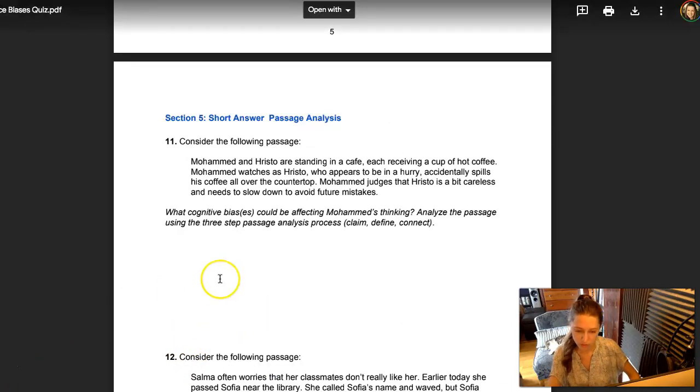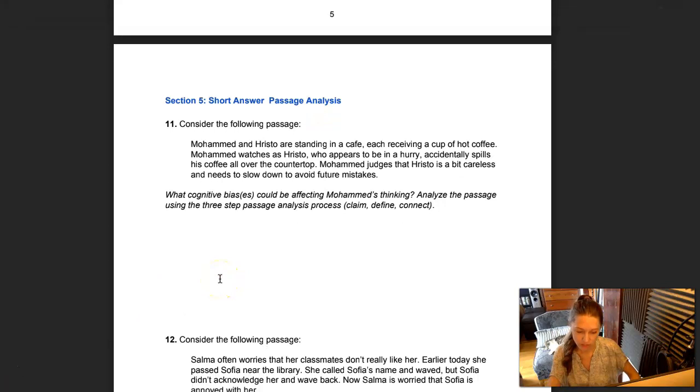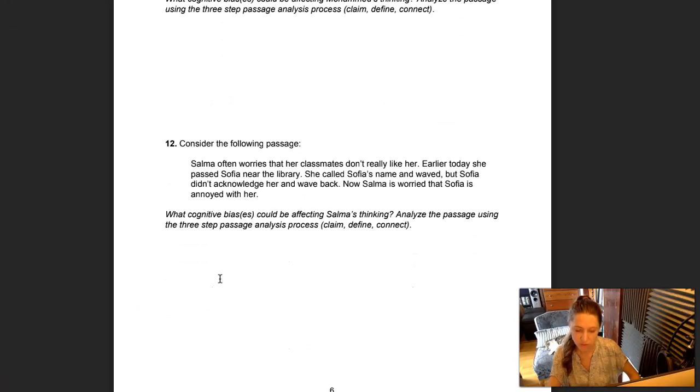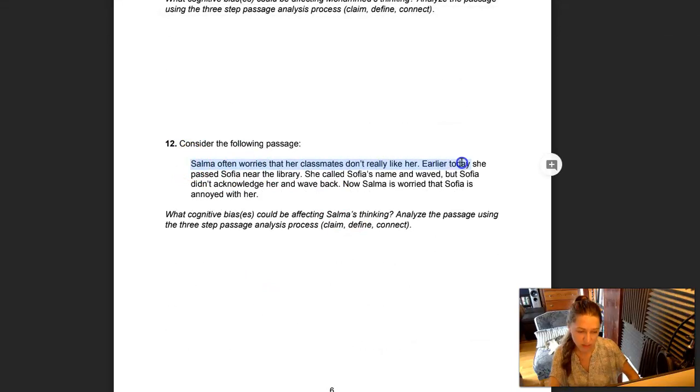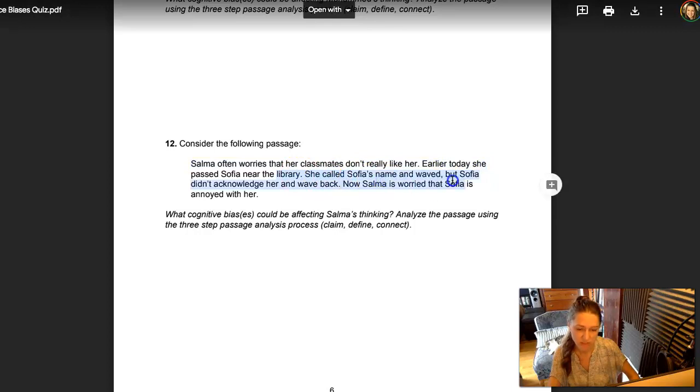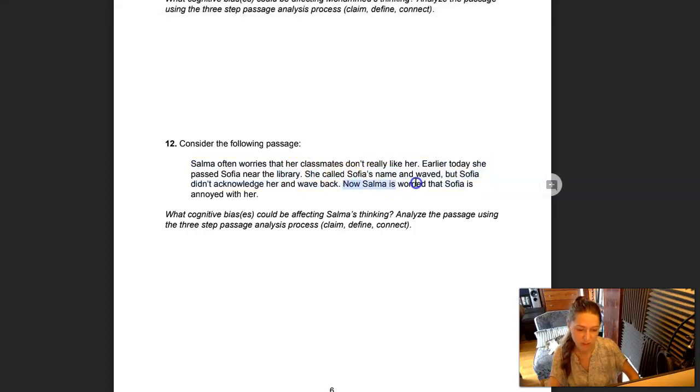Okay, let's do one more very quickly because it's one you've seen before. So Selma often worries that her classmates don't really like her. Earlier today, she passed Sophia near the library. She called Sophia's name and waved, but Sophia didn't acknowledge her and wave back. Now Selma is worried that Sophia is annoyed with her. As we saw in the homework, there are two especially plausible biases that could be affecting Selma's thinking.